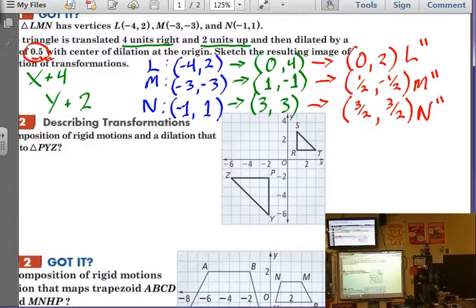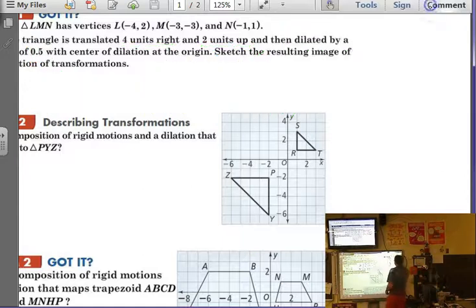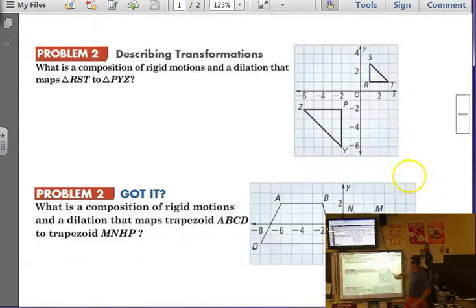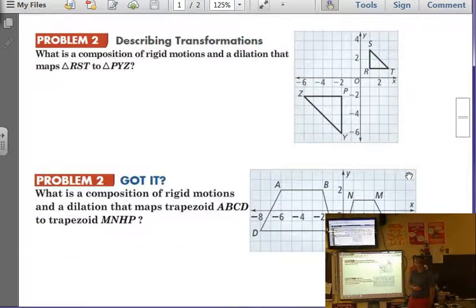So if we want to describe a translation or a composition of translations, we have a lot of different options. So here I see RST translated to PYZ. I want you to pause the video and think up two different routes that we could take to get RST to PYZ. So pause the video.